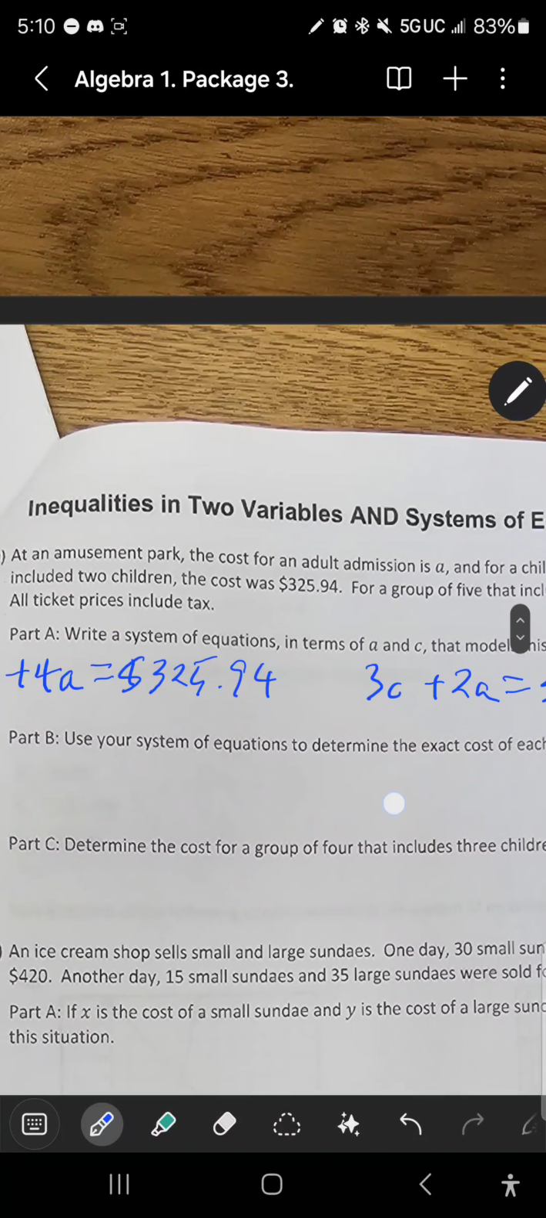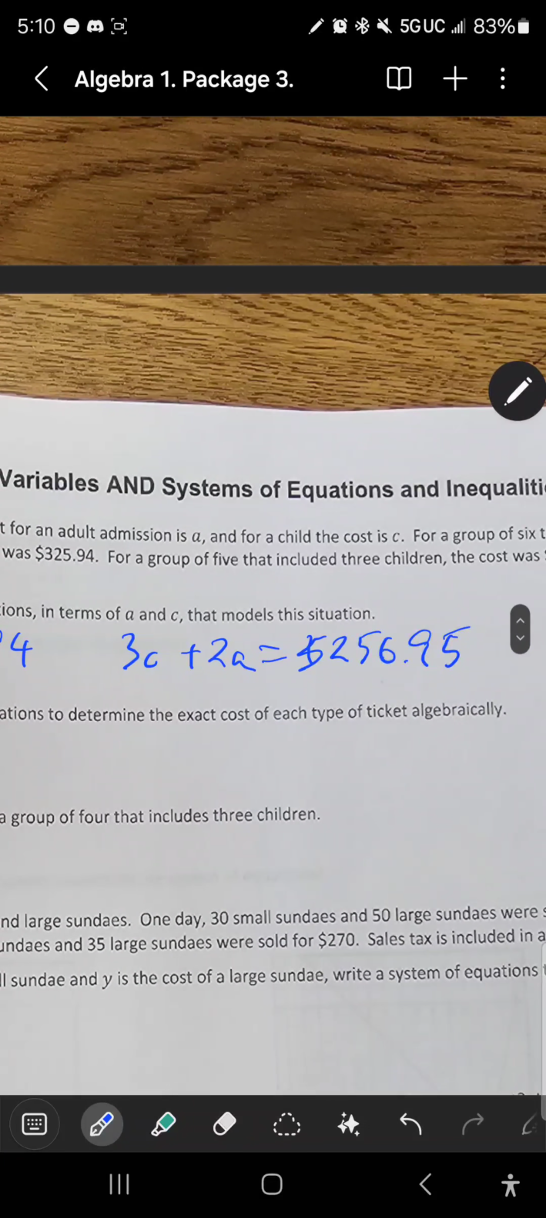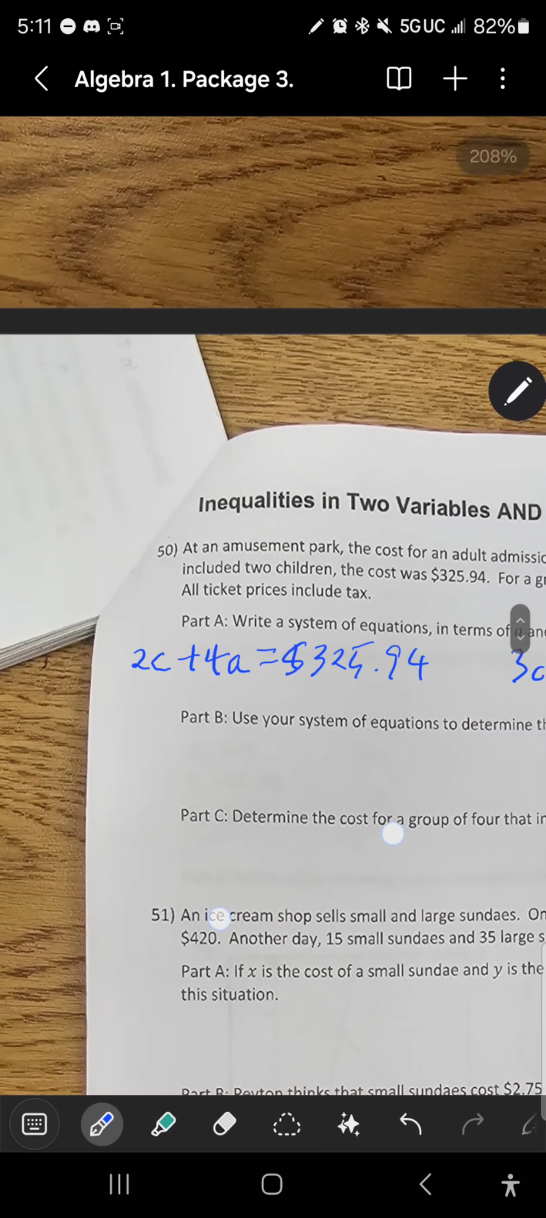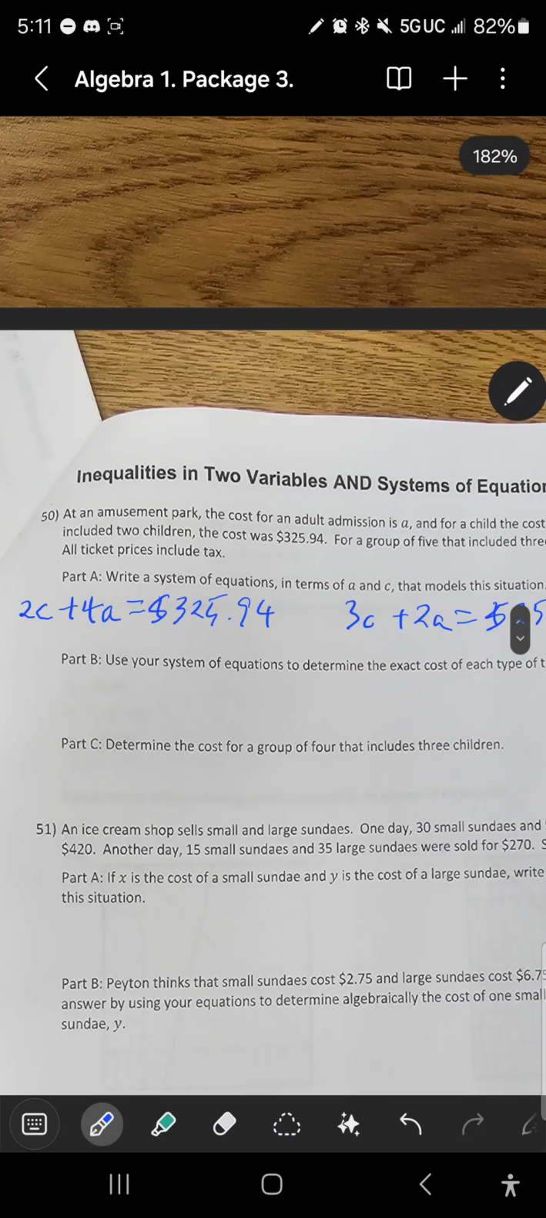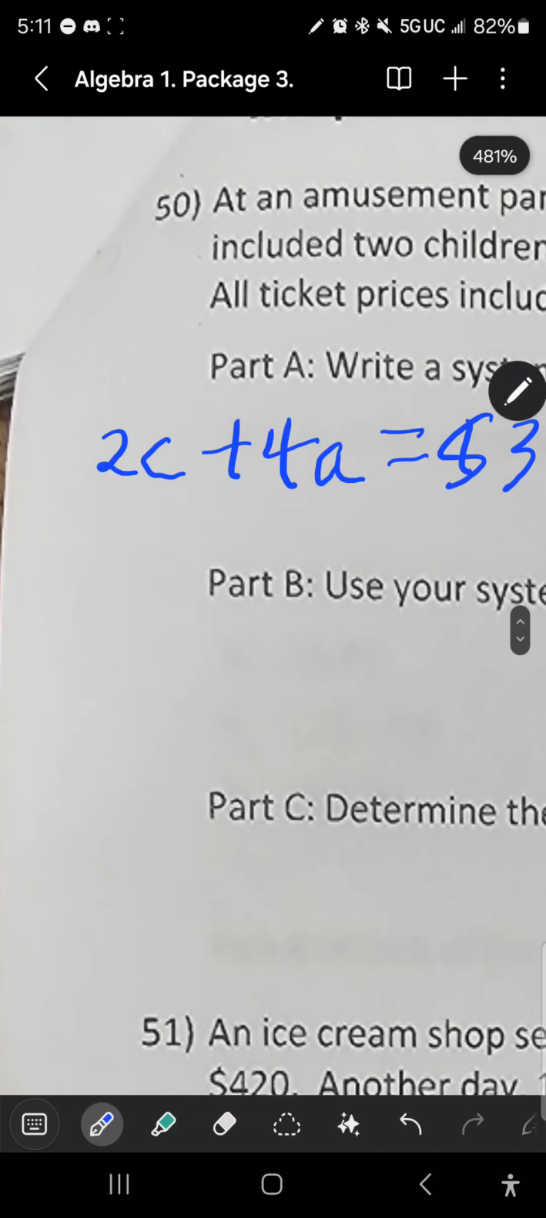Now, for B, use your system of equations to determine the exact cost of each type of ticket algebraically. This is basically what I have already done before. So what I want to do is try to eliminate one of the variables, so we can cancel that out. I'm going to write it smaller.